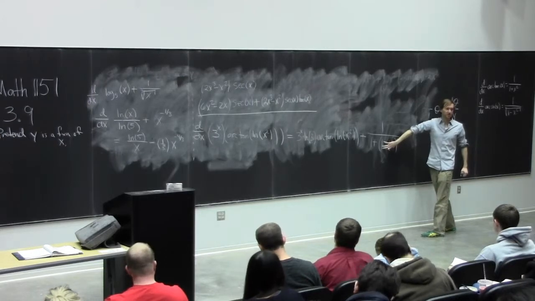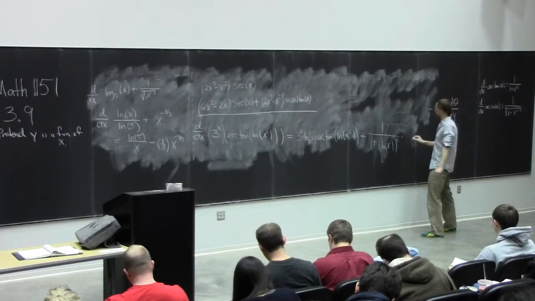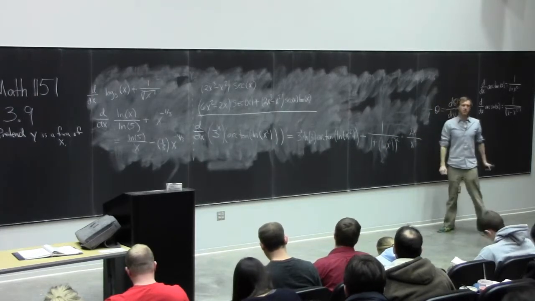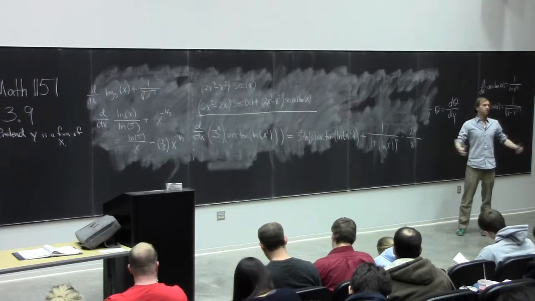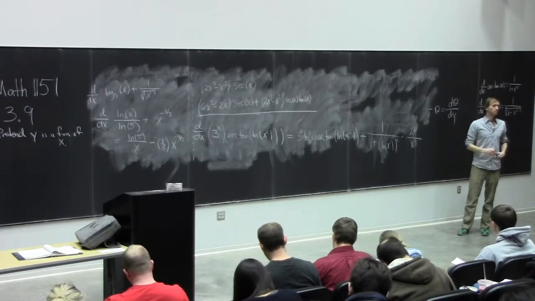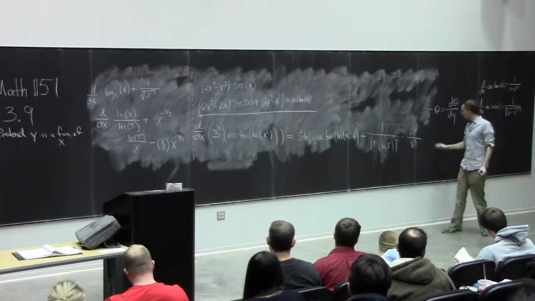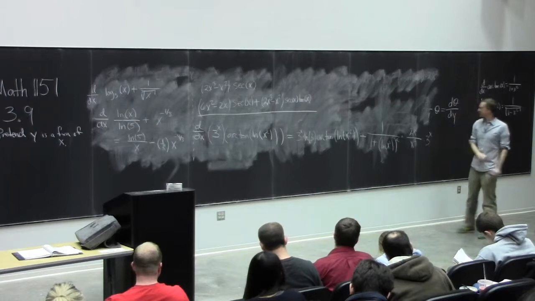What's the derivative of natural log of x squared? 2x over x squared. This wasn't so hard. Done. What do you guys think? Okay, so here we go. 3 to the x.